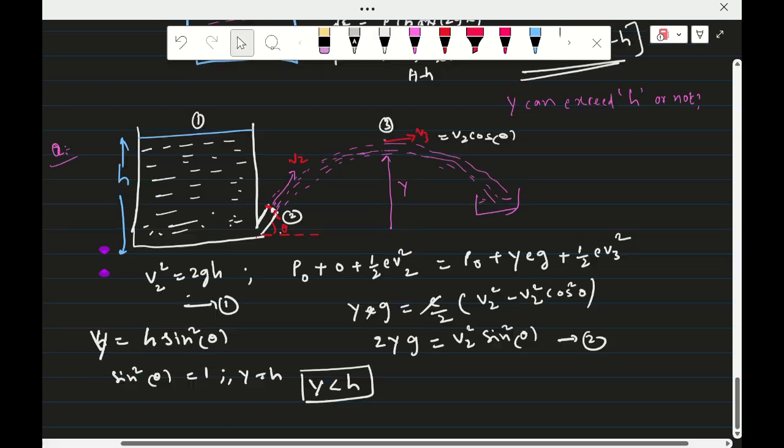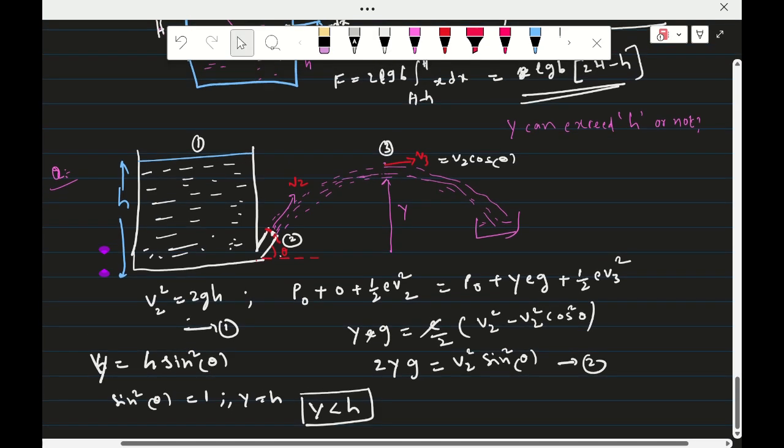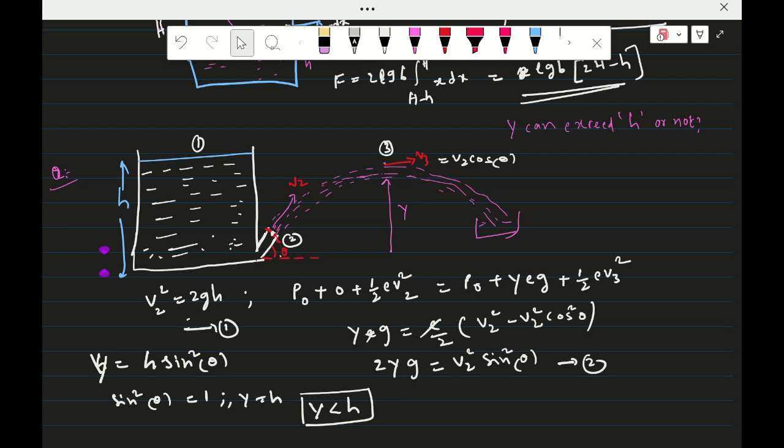So I hope these are the models. There are many types of models. Everywhere you have to consider different points and apply Bernoulli's principle, and you will get the answer.